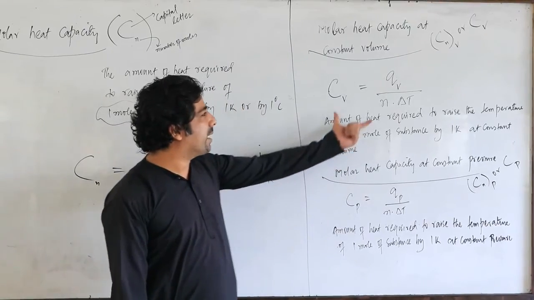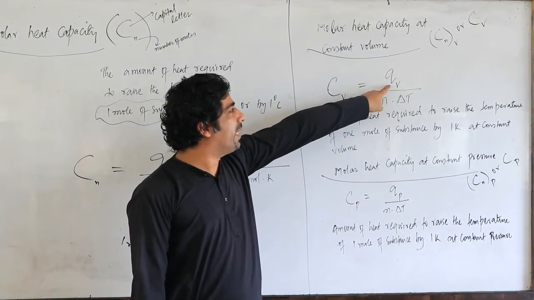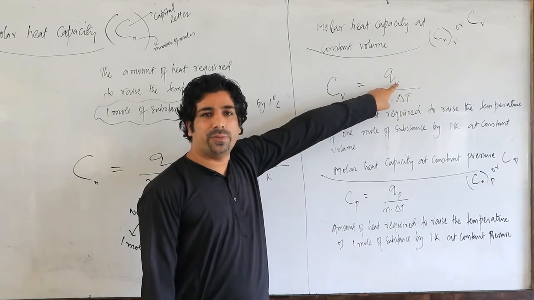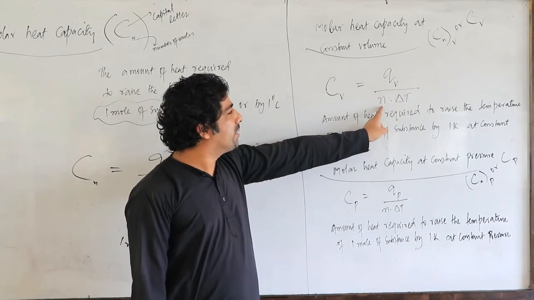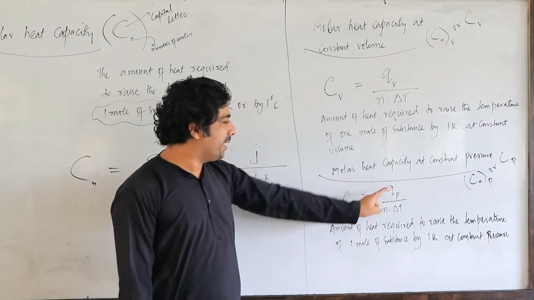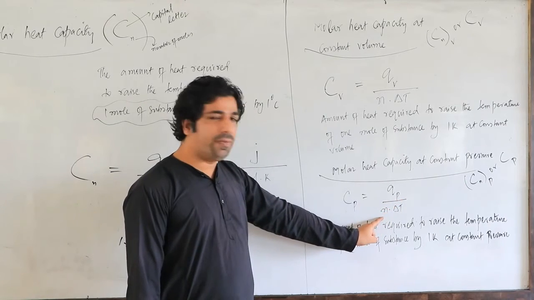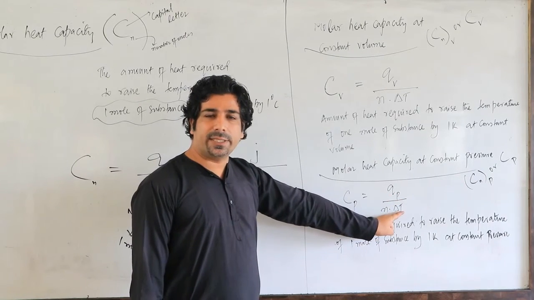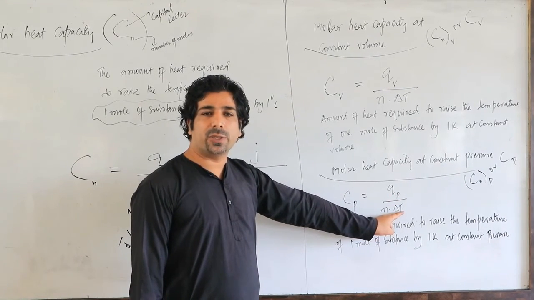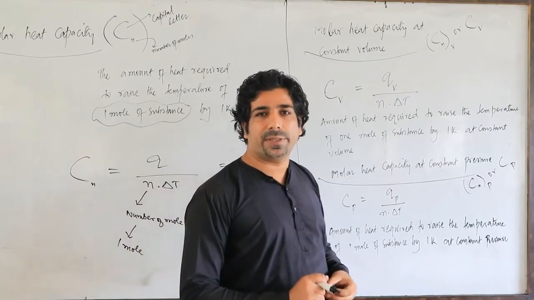Yes, this is at constant volume and this is at constant pressure, and QV is the heat supplied at constant volume to 1 mole of substance to raise its temperature by 1 degree Celsius, and this is the heat supplied at constant pressure to 1 mole of a substance to raise its temperature by 1 degree Celsius. So this is all about the molar heat capacity, my dear friends.